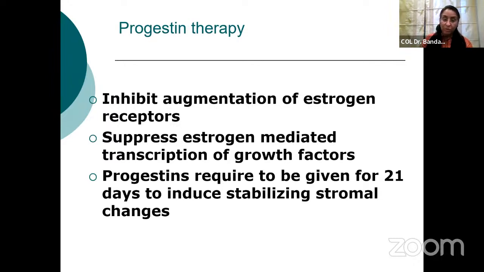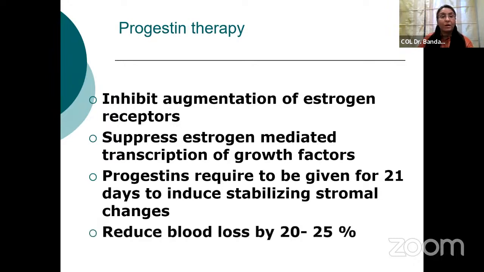Sometimes we have to give it towards the end of the cycle to stabilize, that is for 10 days. But normally if we start to stabilize from the 2nd or 3rd or 4th day of the period, then we prefer giving it for the whole cycle, that is 3 weeks, 21 days. So we stabilize the stromal changes, and try to cause a deciduralization of the tissues using progesterones when we give it for a duration of 21 days.